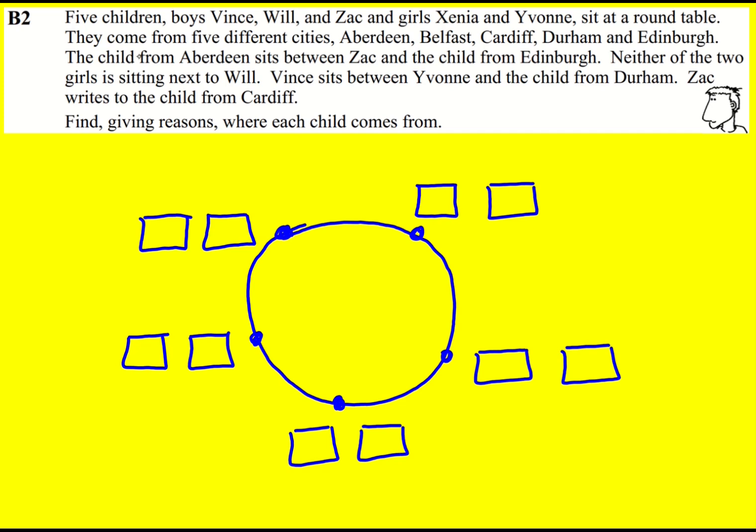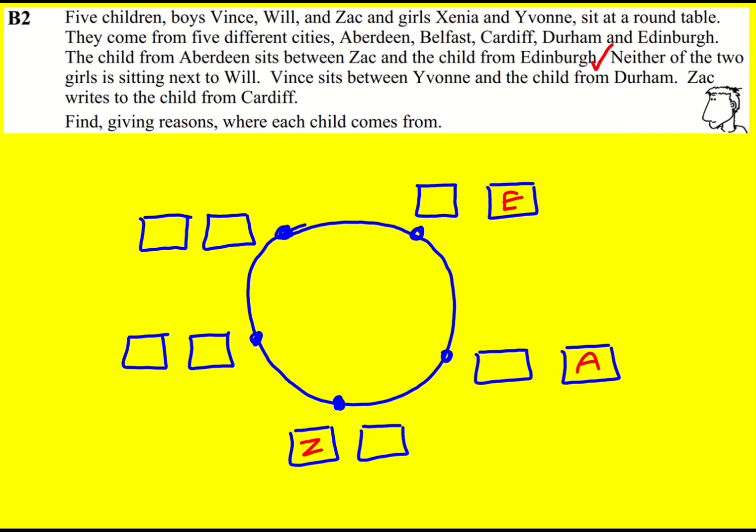The first piece of information says that the child from Aberdeen sits between Zach and the child from Edinburgh. So the person from Aberdeen sits between Zach and the child from Edinburgh. Note, it doesn't matter that I'm going Zach is to the left here. I could put them to the right. We can reflect the table. We can rotate the table. It's still going to give us the same answer for who is next to each other. So I've dealt with this one here.